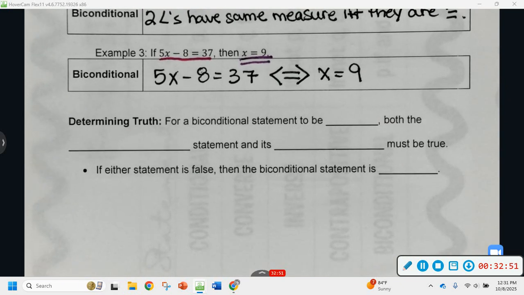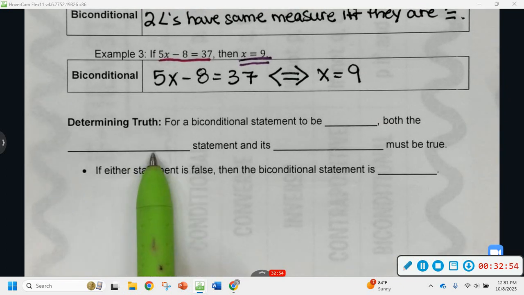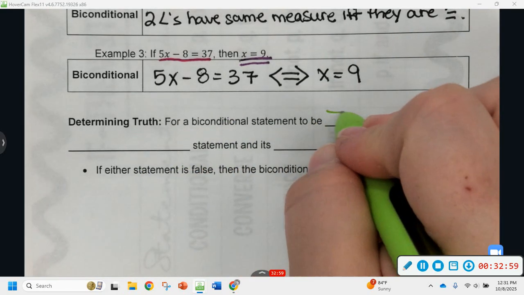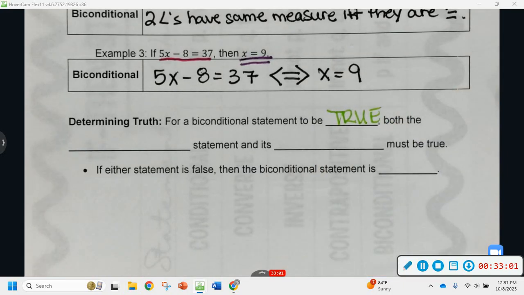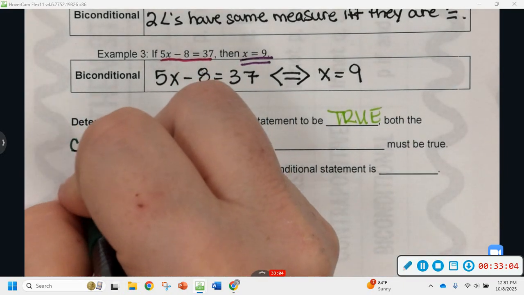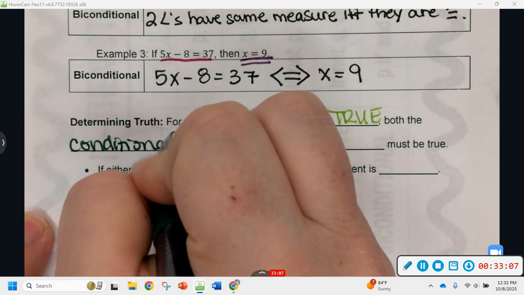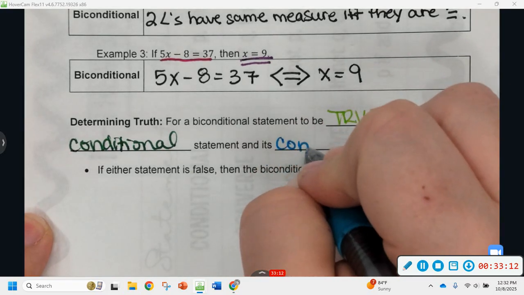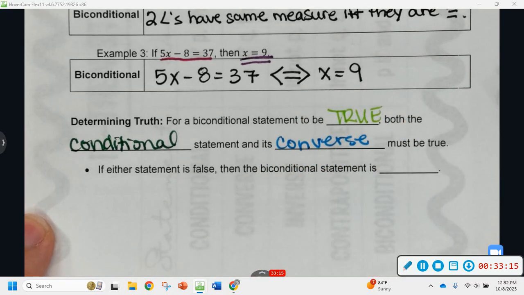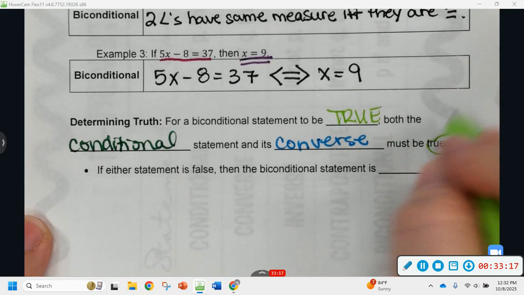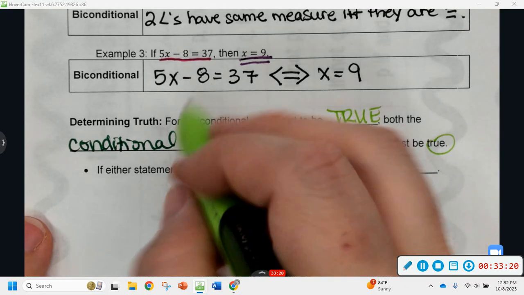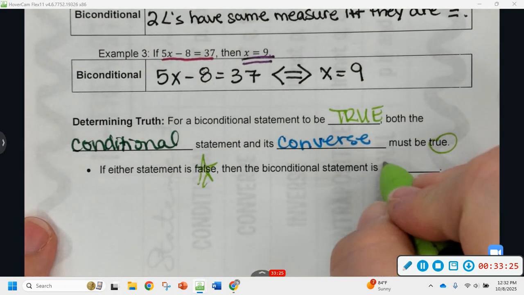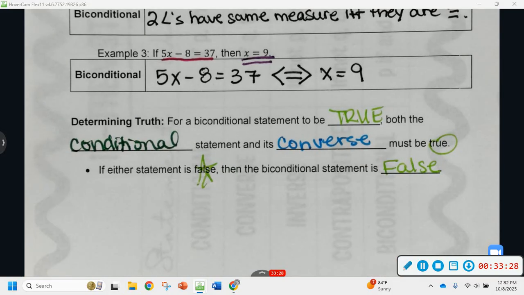Now, we can determine the truth value of biconditionals just like we determine the truth value of the others. Now, for a biconditional to be true, both your conditional and its converse must have both been true. And if either of those statements are false, then the biconditional will be false.